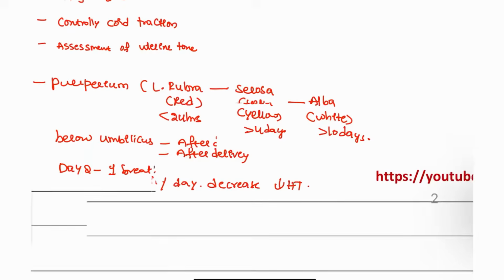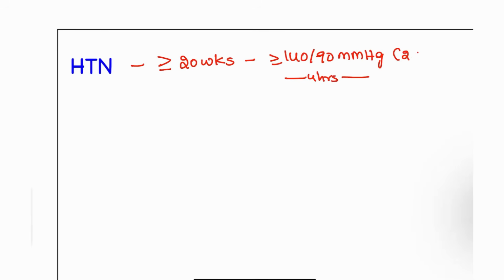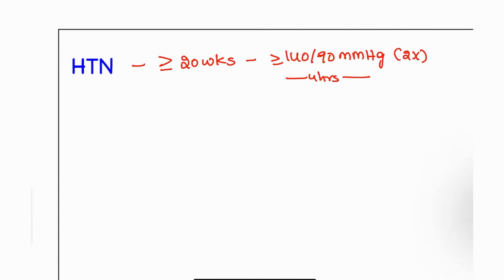Next, we are moving on to the systemic diseases during pregnancy. Importantly, the first one is pregnancy induced hypertension. It is defined as a patient more than 20 weeks of gestation having more than 140 by 90 mmHg on two occasions, at least 4 hours apart. If you see the same, that is considered gestational hypertension.